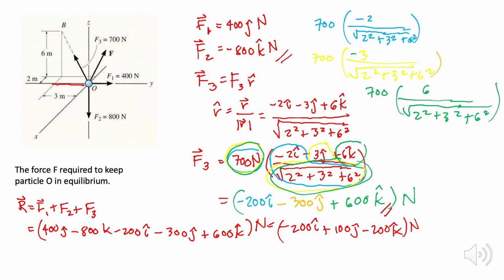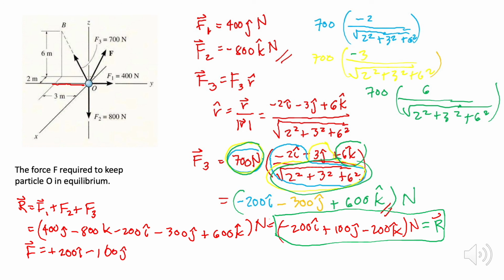Now, this will be our resultant vector R. However, we are looking for F, which is the complete opposite of the vector R. So F is equal to the complete opposite of this: positive 200 i hat, and since it's plus, it becomes negative 100 j hat, and since negative, it becomes positive 200 k hat, and this is in newtons. So this is the final answer.